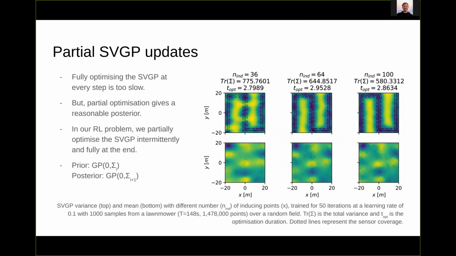In an online setting, fully optimizing the Gaussian process at every step would still be too slow, but we can attain a reasonable posterior estimate by partially optimizing the Gaussian process for a limited number of iterations, as we show in this figure with 50 optimization steps at a learning rate of 0.1. As we see again, more inducing points leads to a better model capacity, as indicated by the total variances. We use this to improve the tractability of solving the reinforcement learning problem by partially optimizing the Gaussian process model intermittently and fully at the end.